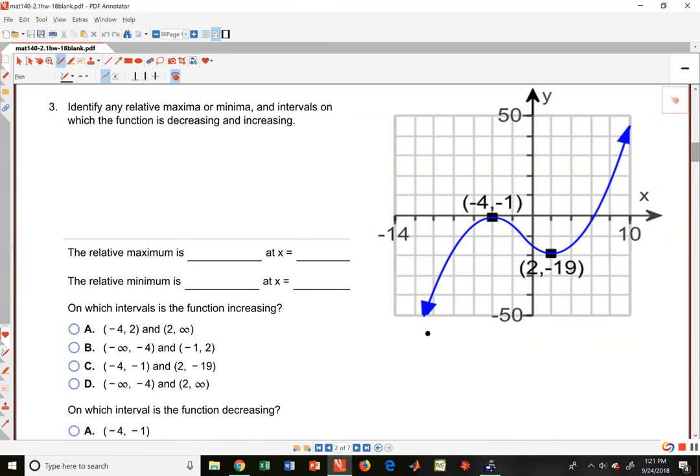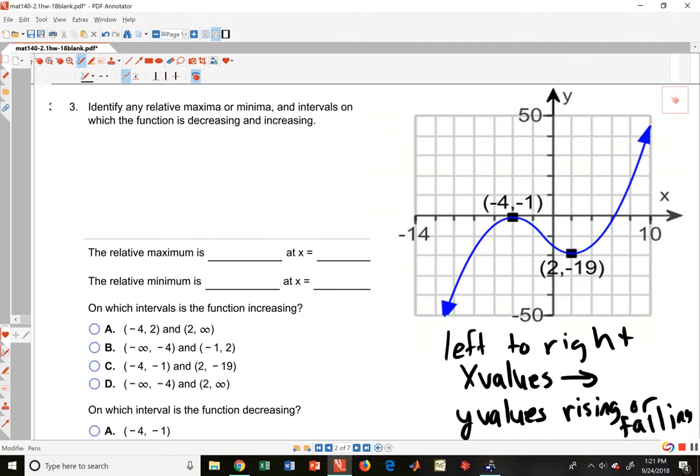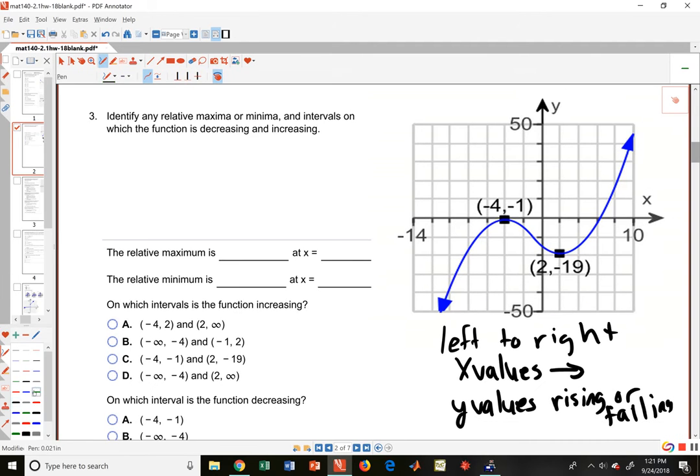Now, we always move from left to right when we're thinking of our x values. And then what we're looking at are the y values, whether they're rising or falling. So let's look at our graph here. I would say, get a different color. We are increasing along here. From left to right, as the x values increase, the y values increase.